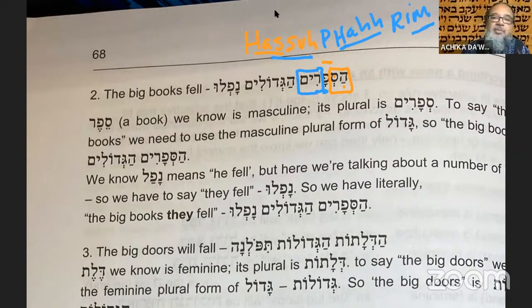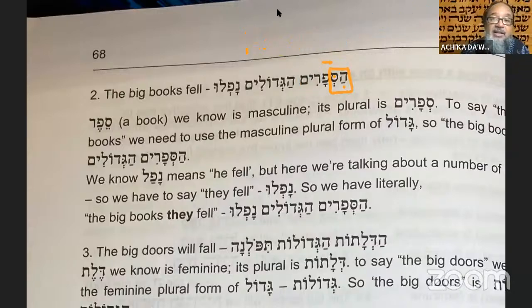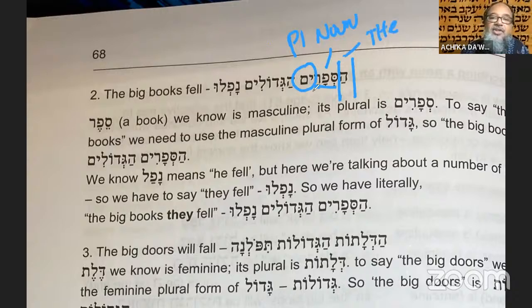Okay, when I look at it, I know how to pronounce it. That's great. But I also know how to chop it down. This is the book, and that's books. That's my plurality. This is my noun, and this is my direct object marker, which is the. Okay, so the books. But now I got to describe those books.